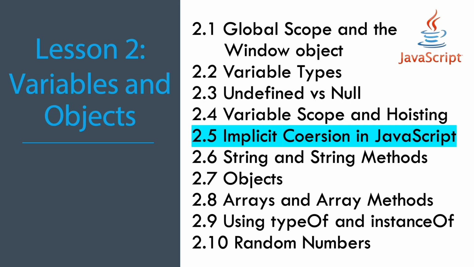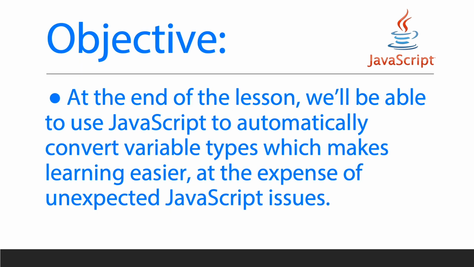Our main topic is JavaScript variables and objects. Lesson 2.5, Implicit Coercion in JavaScript. At the end of this lesson, we'll be able to discover how JavaScript automatically converts variable types for us. This can make learning easier, but it also can cause unexpected issues.